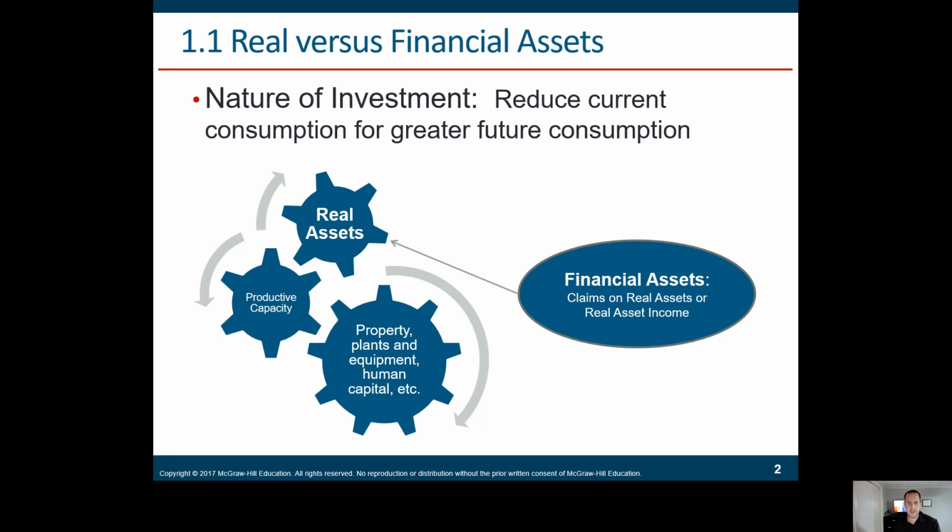So financial assets are claims on real assets or real asset income. Real assets can have productive capacity. Think about a factory. Property, plant, equipment, cars, trucks, all that stuff can be considered part of productive capital and real assets.